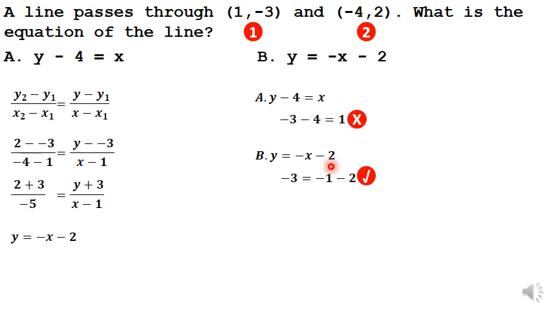But we need to check that with the other points because this line must also pass through this point. So we substitute now 2, which is here, and for our x is -4. So we have this is 2 and this is -4, and negative of -4 is 4 minus 2 is 2, and this is correct, meaning the answer is B because this line passes through the 2 points.